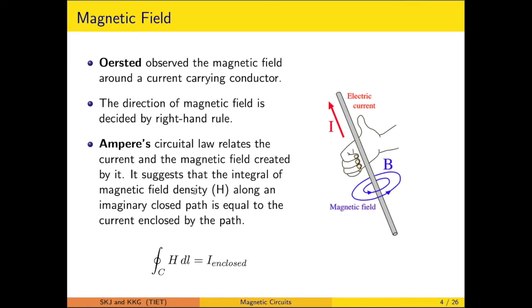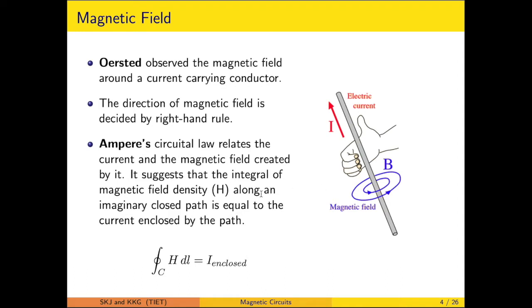Now this is the famous experiment which I referred to in the introduction. Oersted observed that there is a magnetic field around the current carrying conductor. Let's say this conductor is carrying the current directed upward. When we hold the right hand such that the thumb is pointing towards the direction of the current, then the fingers are pointing to the direction of the magnetic flux or field.